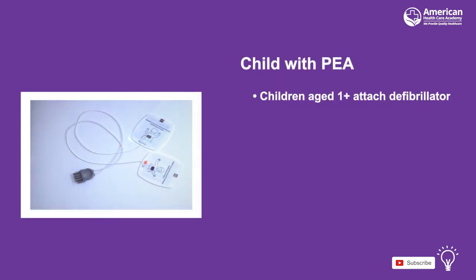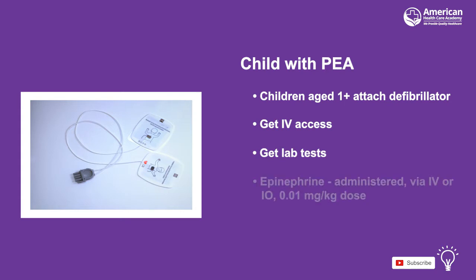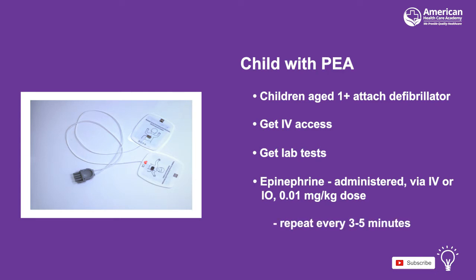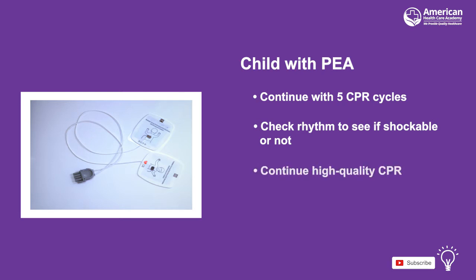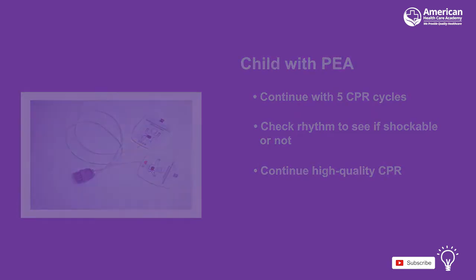For children over a year old, attach a defibrillator. Then obtain vascular access to administer medication. Get lab tests to further evaluate the situation. Epinephrine should be administered via IV or IO access at a dose of 0.01 milligrams per kilogram and repeated every 3 to 5 minutes. Continue with 5 cycles of CPR. Check the child's rhythm to see if it is shockable or not, and continue to give high-quality CPR.